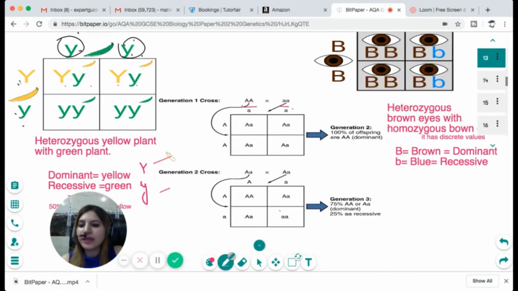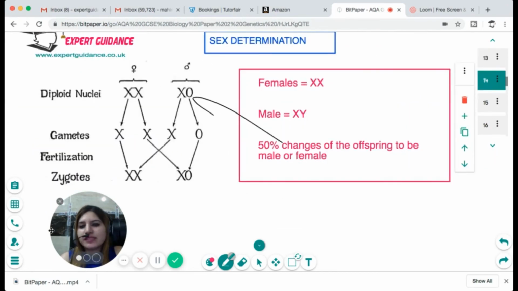Okay, so I hope you are clear with how you need to do these crosses, and these can come in the exam where they can ask you to predict the offspring phenotype or genotype. Now in a similar way, we can do sex determination.